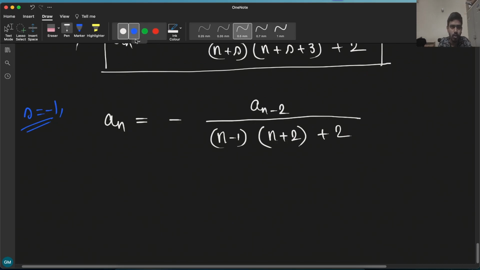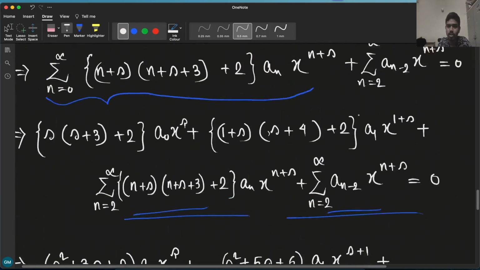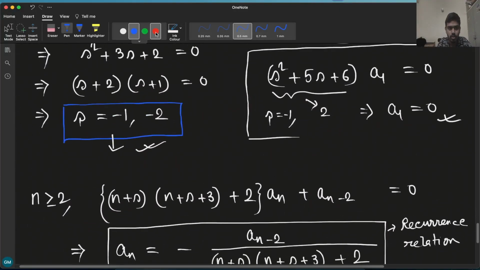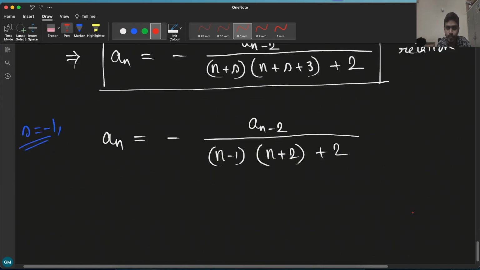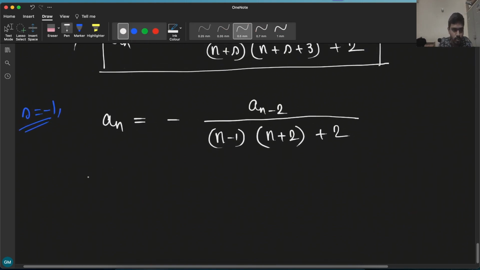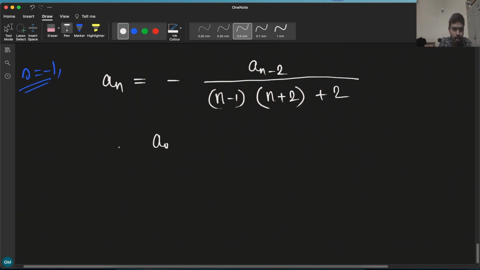Now we will start from a0 because a1 is already 0. We showed that if s takes these two values, or if we start with a0 not equal to 0, a1 has to be 0. So we'll start with a0. What this recurrence relation tells us is that from a0 I can find a2 basically. If I put n equals 2 in this recurrence relation, then what we have is basically a2.